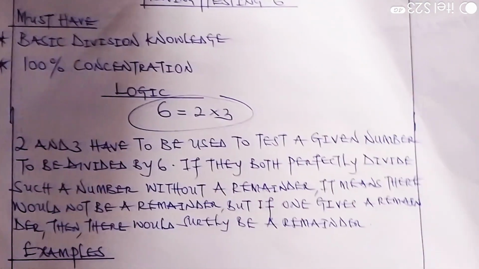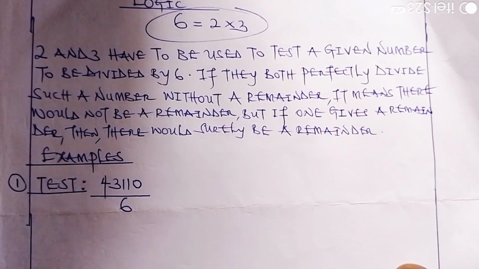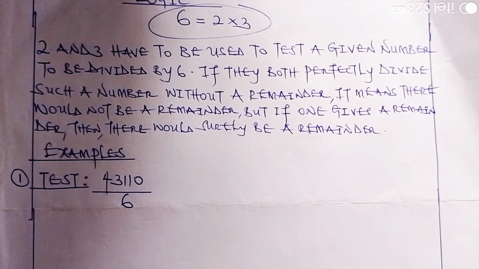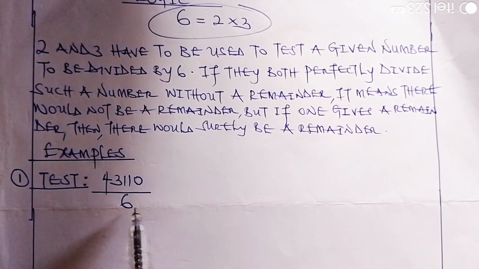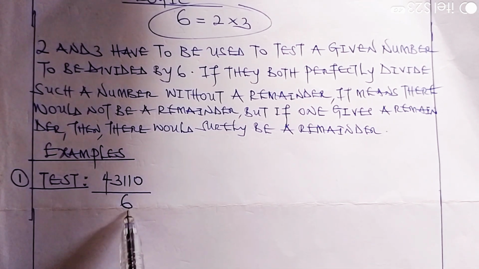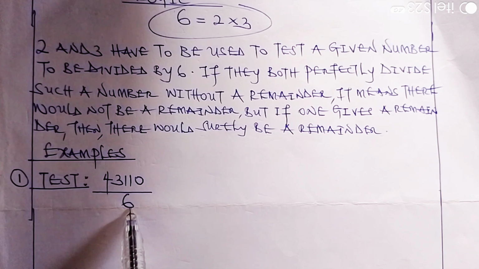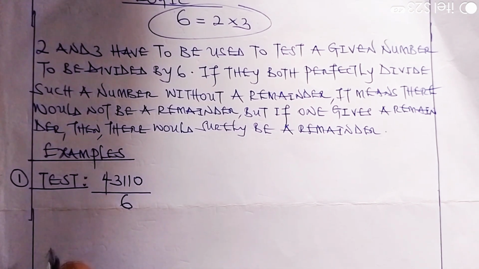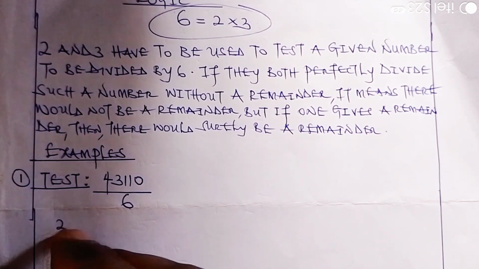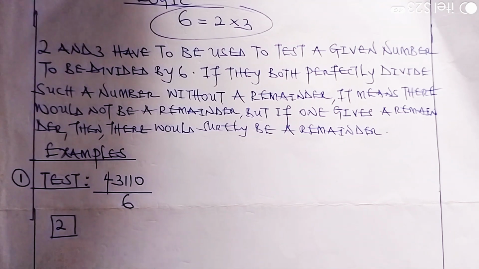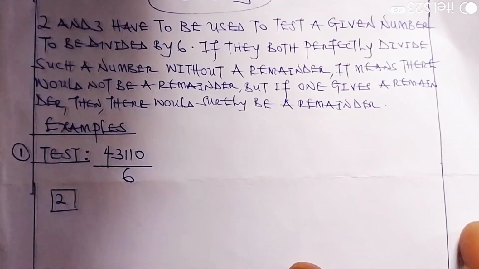So let's look at a couple of questions. Test for 43,110 divided by 6. When 6 divides 43,110, will there be a remainder or not? The first thing we have to use to test is 2.